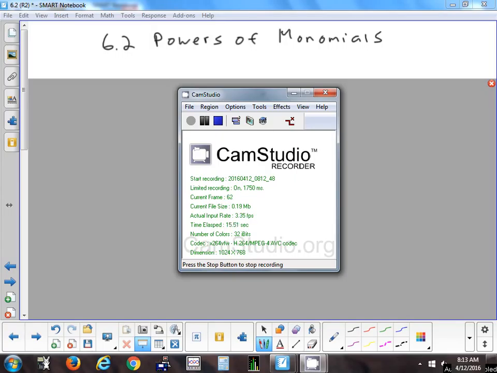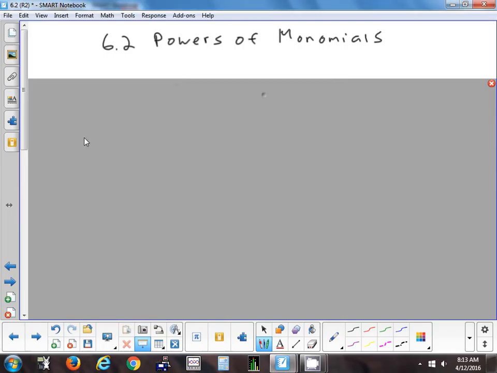Yeah? If it's multiplication, you add the exponent. Okay, so we add the exponents when we're multiplying. What's the condition that has to be met, though? Yeah? Exactly. Bases have to be the same. So if you're multiplying powers with the same base, add your exponents.